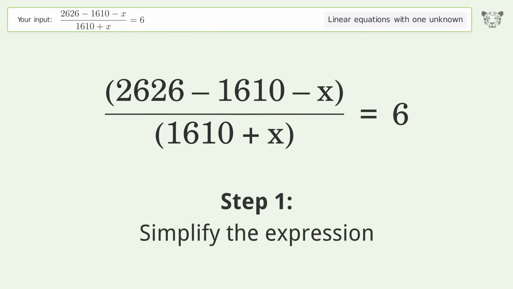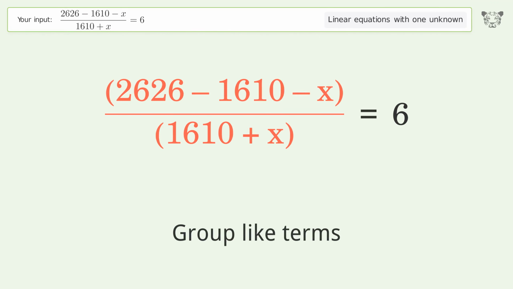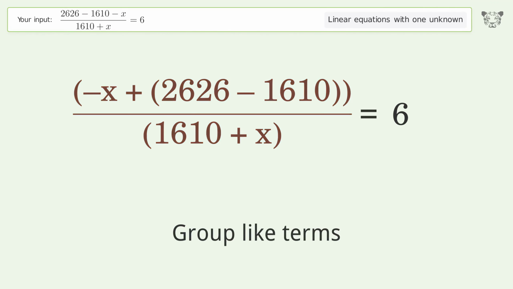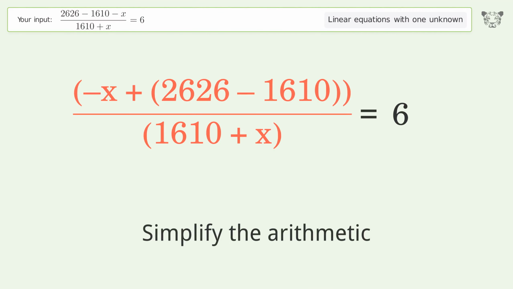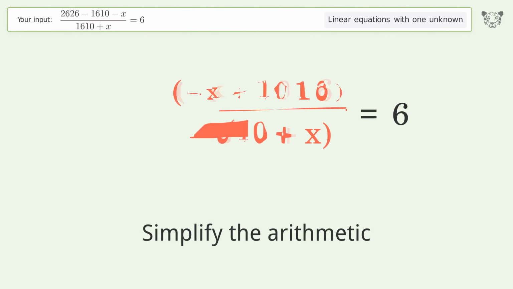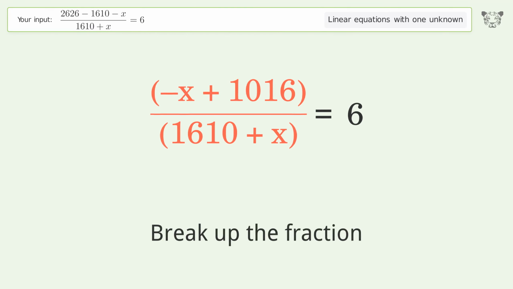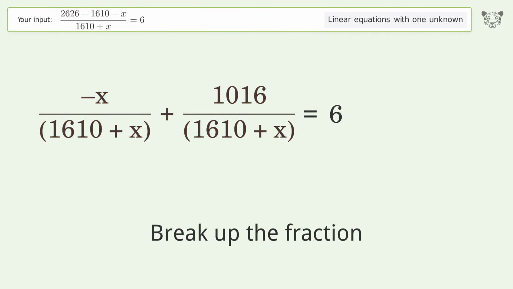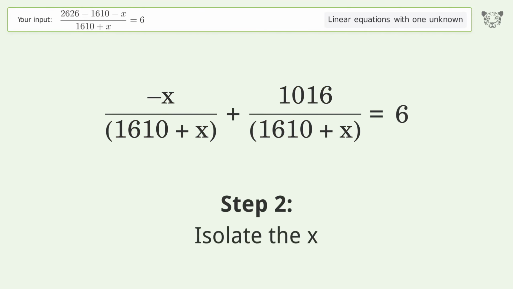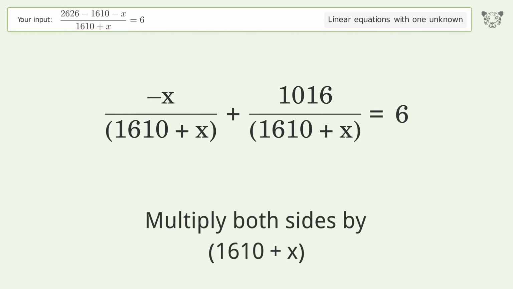Simplify the expression. Group like terms. Simplify the arithmetic. Break up the fraction. Isolate the x. Multiply both sides by 1610 plus x.